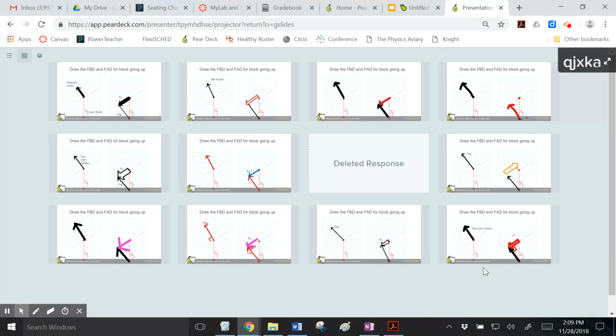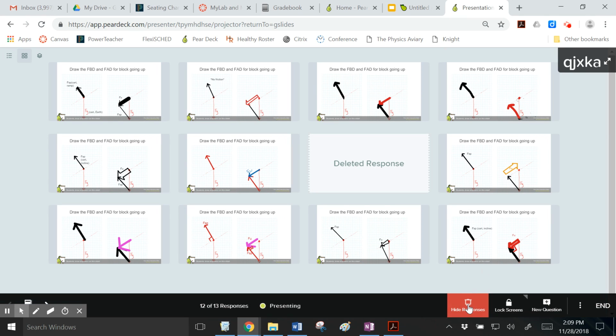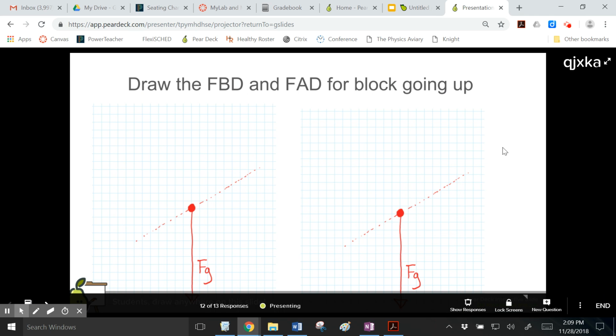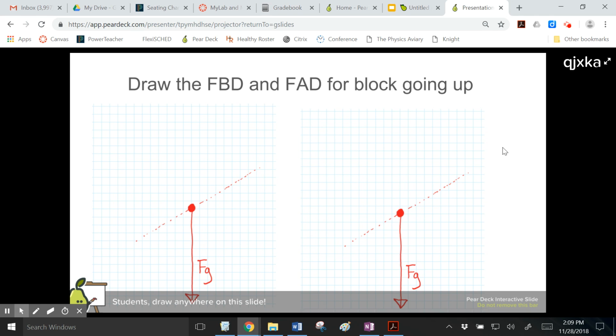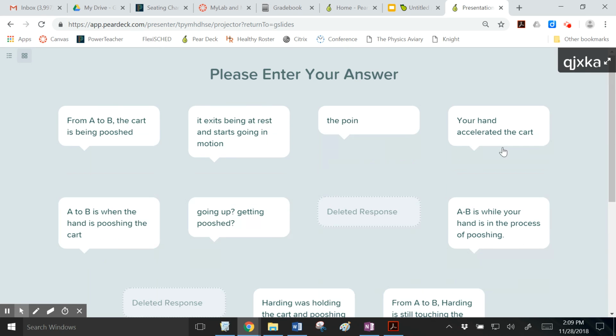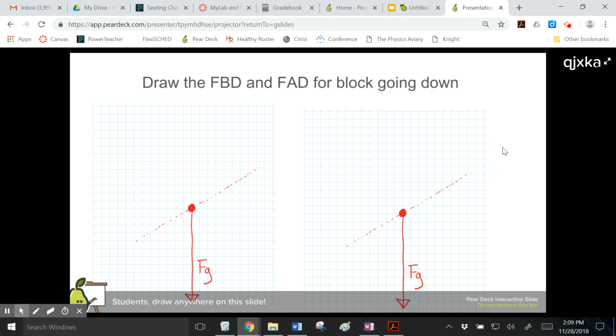What's up? Your thing won't what? I don't know what to tell you. All right. Excuse me, that's for the block going up the ramp. The cart going up the ramp, sorry. How about for the cart during the part of the motion where it's going down the ramp?